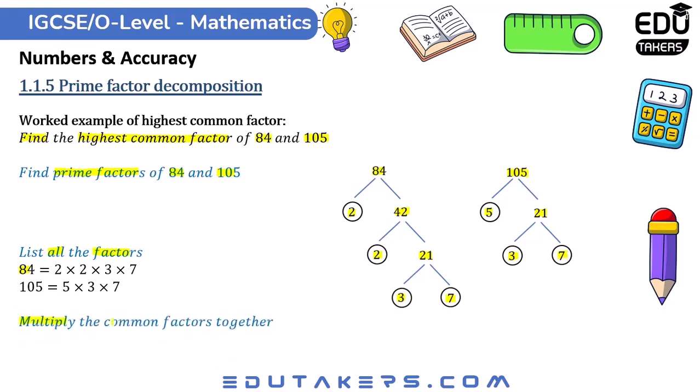Now multiply the common factors together. Common factors are this 7 and this 3, common in both prime factorizations. So 7 times 3 is 21. So the highest common factor of 84 and 105 is 21.